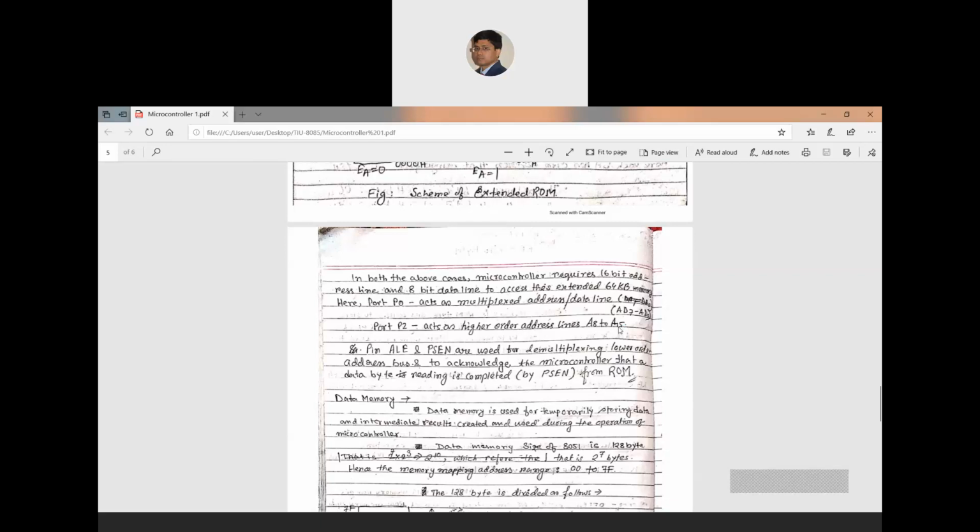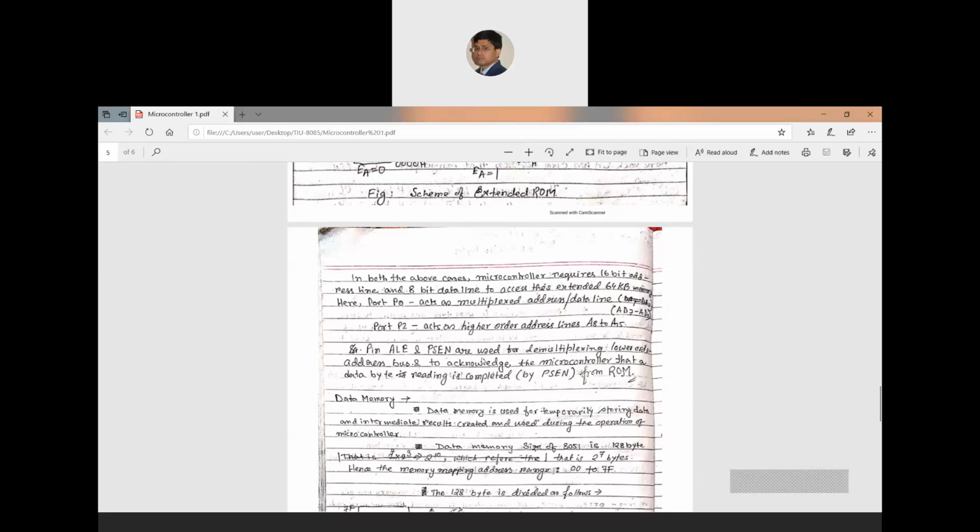If I ask you in the question what the function of port 0 and port 2 is, then your answer should be like this: it is not only used for accessing data during communication between external devices and the microcontroller, it is also used as the multiplexed address cum data line for port 0, and as the higher order address lines for port 2. So that will be the complete answer for the operation of port 0 or port 2.